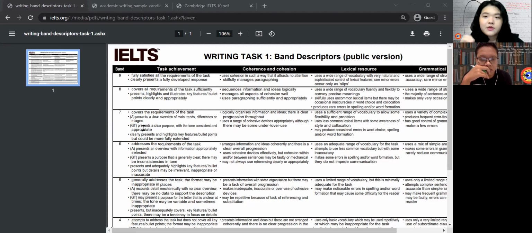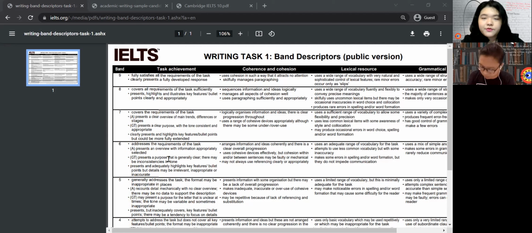So it's not only about the English aspect, but whether you can read the diagrams if it's an academic one. If it's a general training one, so we have 2 modules, right? Academic and general training. The general training one will be about letters for task 1, so whether you can choose the correct tone or not. That's about the task achievement. The better you choose the information, the more relevant the information that is chosen, the more effective you present it, the higher the task achievement score is.